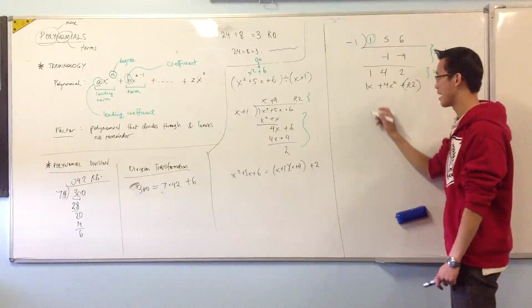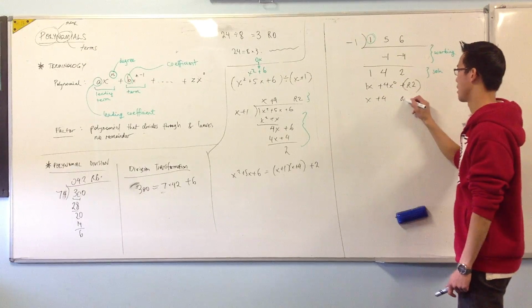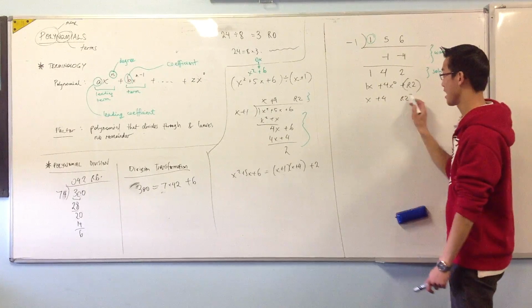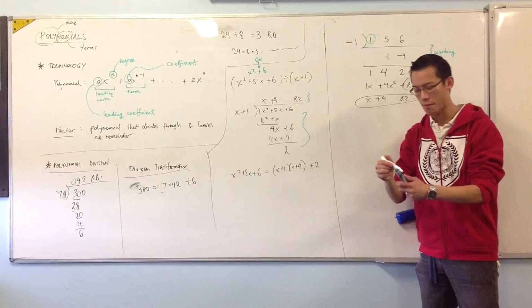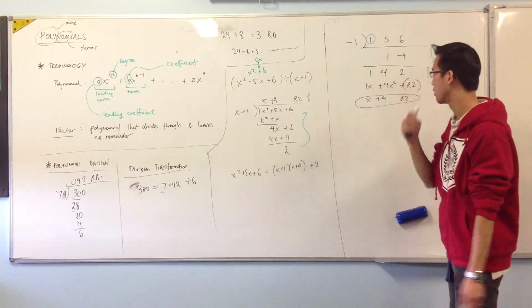Okay? Now you don't have to write that. I could just write x plus 4, remainder 2. Okay? Which, thankfully, is exactly the same thing we got over there. Okay? But let's just go back over that because I know someone who's never seen this before.